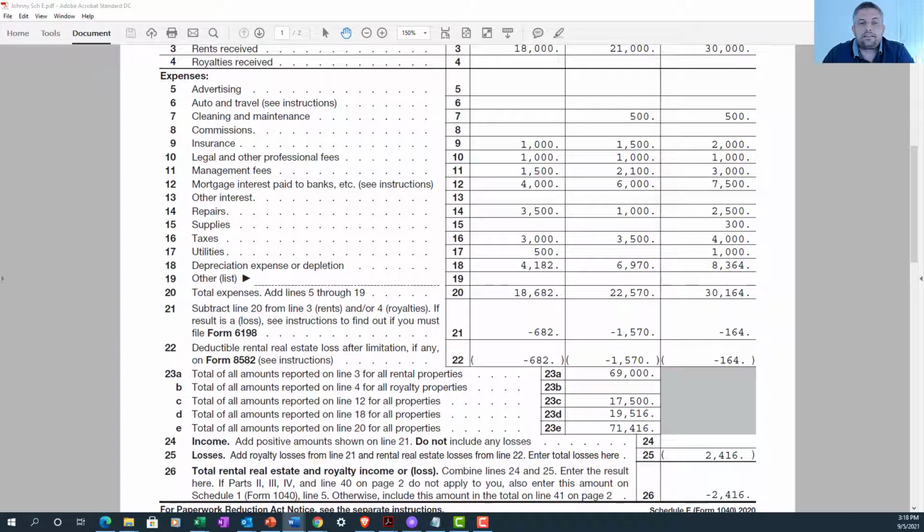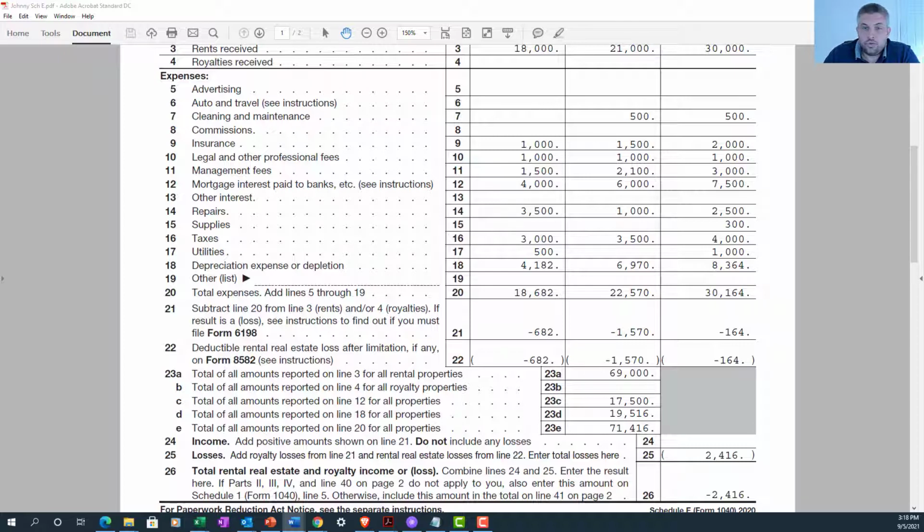The second exception is the active participation with modified adjusted gross income of less than $150,000. Active participation allows for a deduction up to $25,000 against non-passive income. The $25,000 deduction begins to phase out 50 cents for each dollar over $100,000 and is totally phased out at the $150,000 modified adjusted gross income limit.